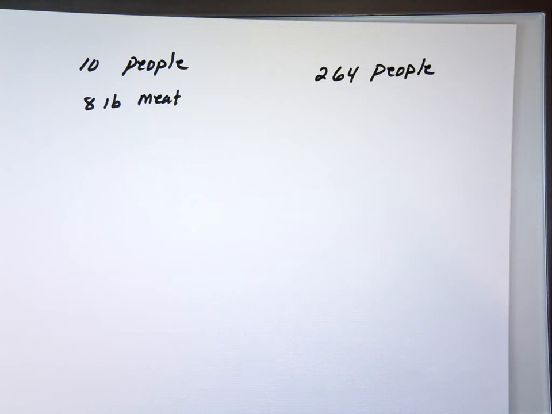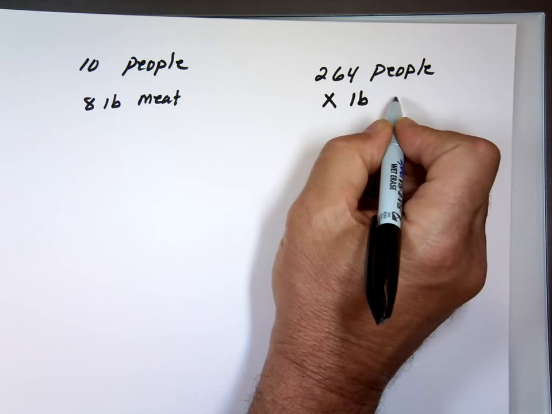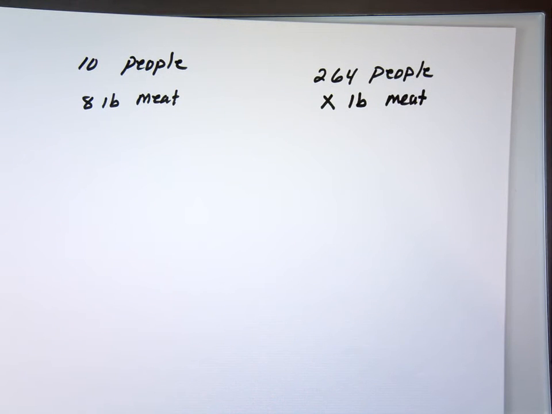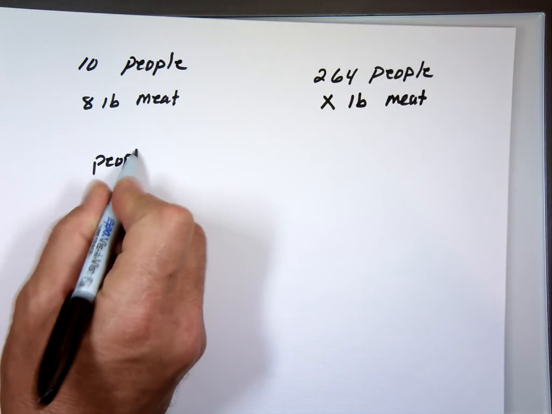How many pounds of meat do I need to buy? That's unknown here. If I want to give them the same proportion I gave to this group, now I can set up a proportion. I can put meat on the top, people on the bottom, or people on the top, meat on the bottom. As long as I'm consistent, it won't make any difference. I'll do people on the top, meat on the bottom.